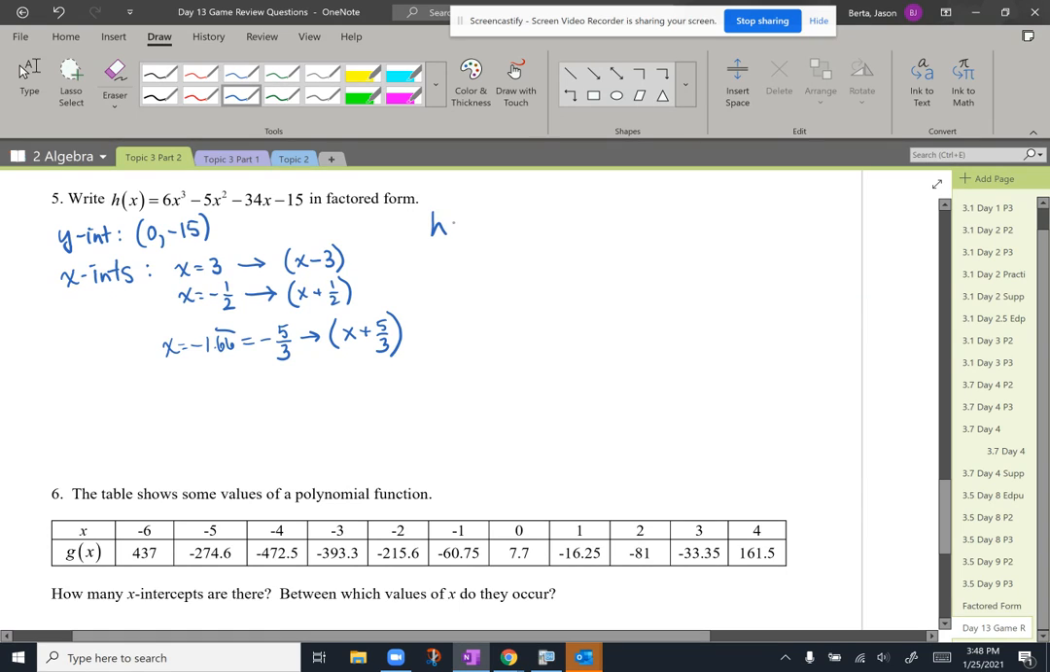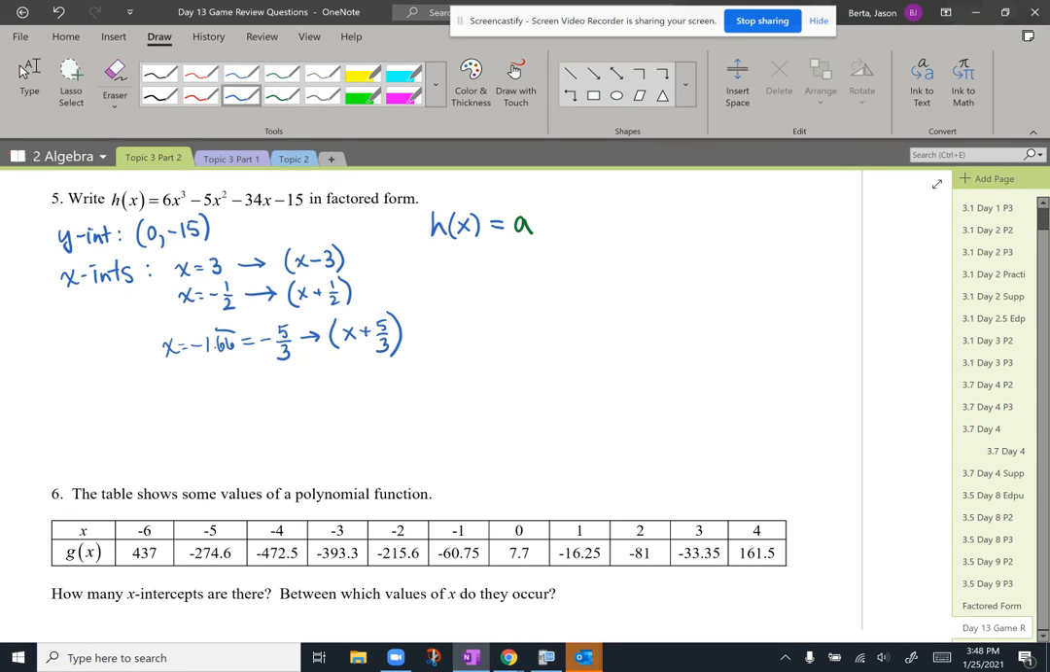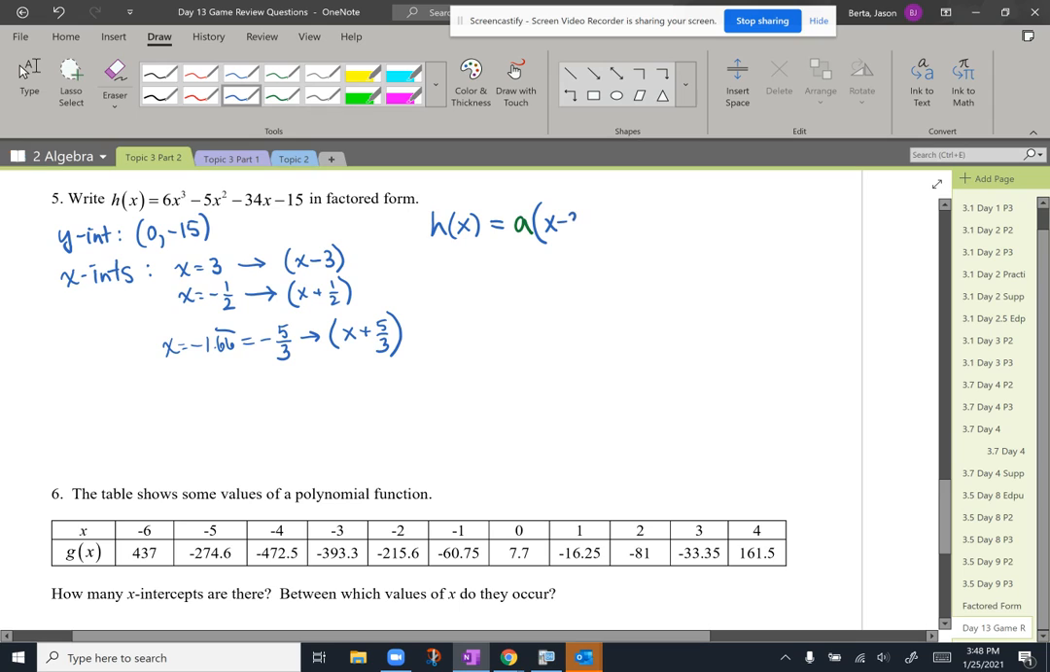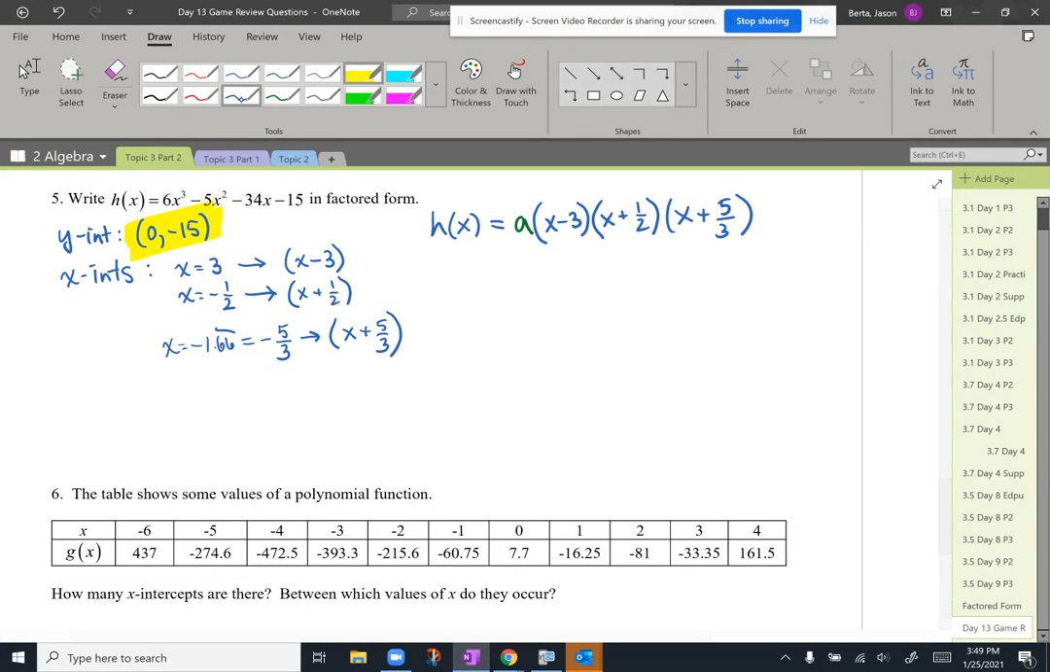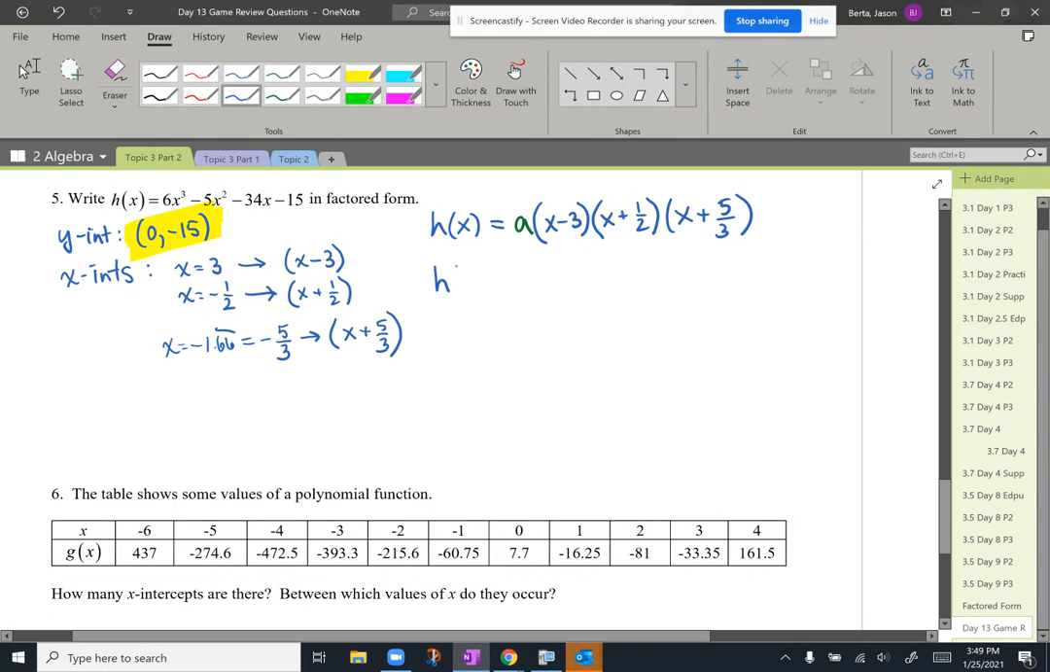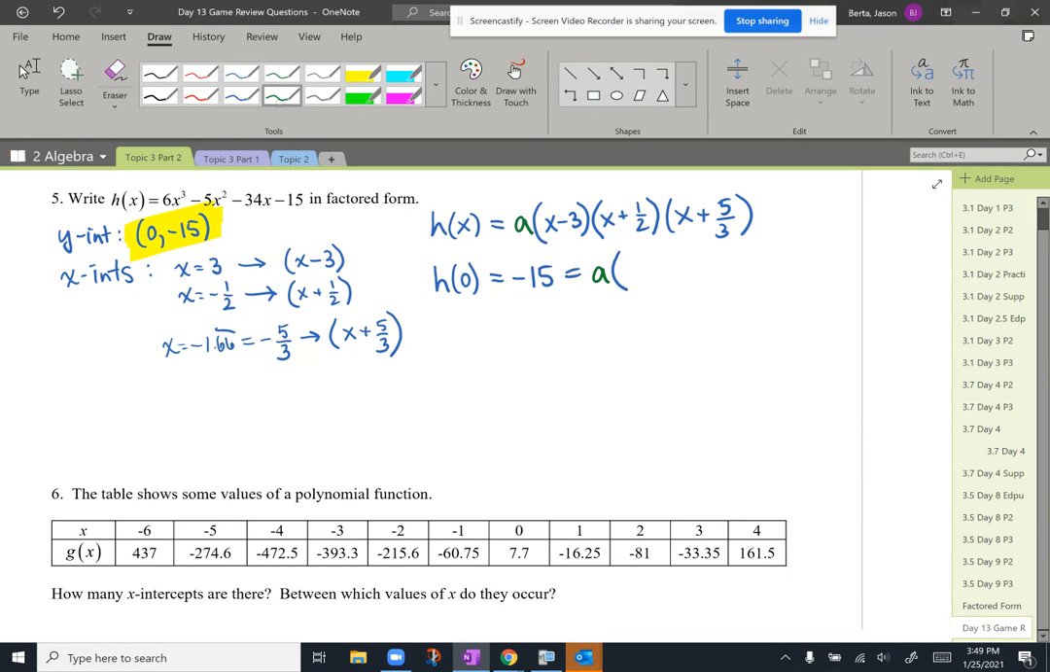I can begin to write the function h like this. I need to leave a leading coefficient out front. And once I do that, I can just fill in with the 3 factors I already found. And how do I find what the leading coefficient a is? Well, I use the one other point that I know that's not an x-intercept, and that's the y-intercept here. So I know that h of 0 equals negative 15.